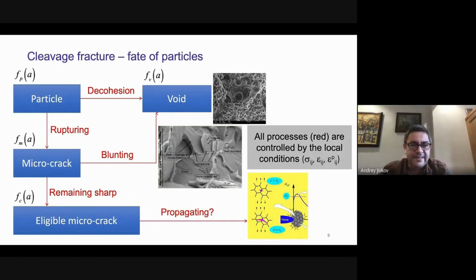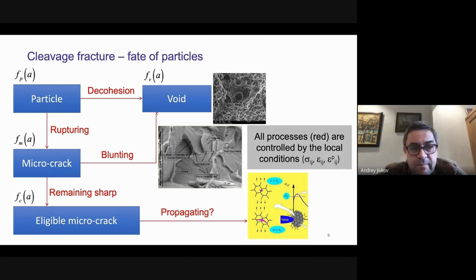Now, what is the fate of particles, one may ask? A particle may, for example, detach from the matrix and form a void immediately. And then we are going into the realm of what Jeremy was talking about. If this is the case, this void will start growing, and then we have a situation that is not exactly cleavage fracture.